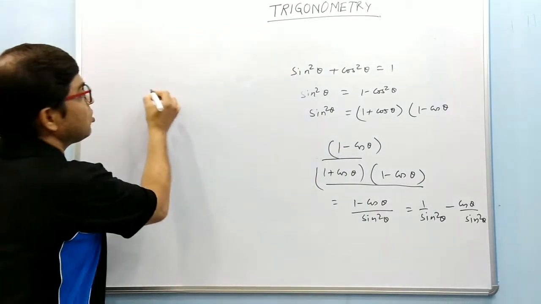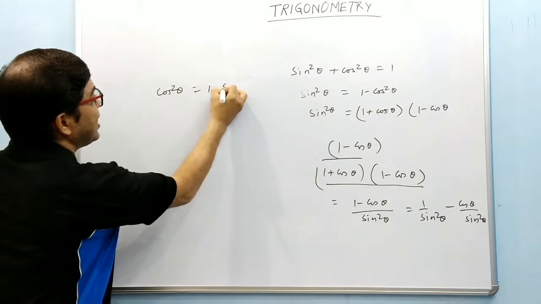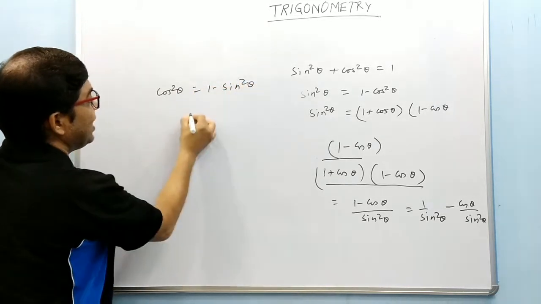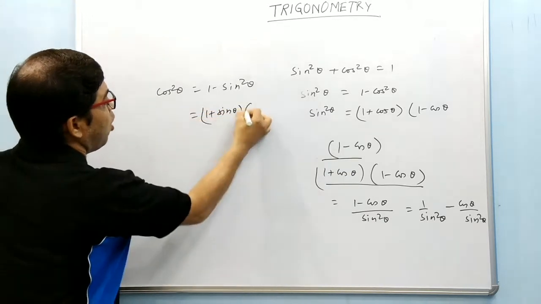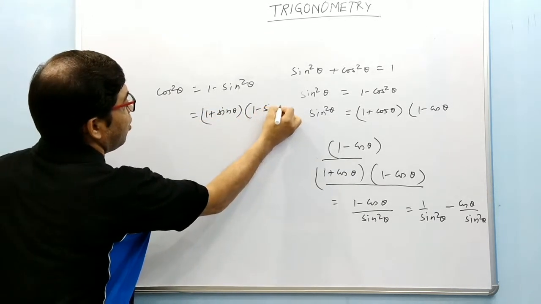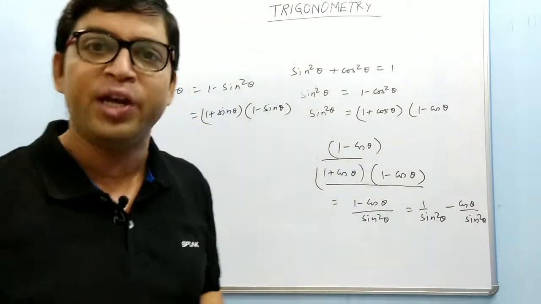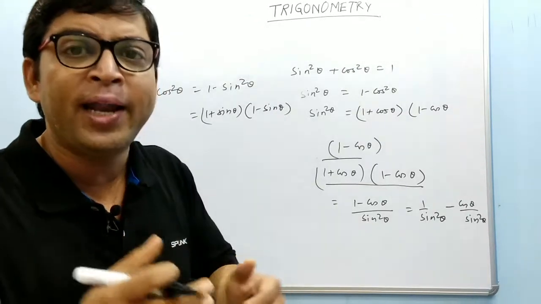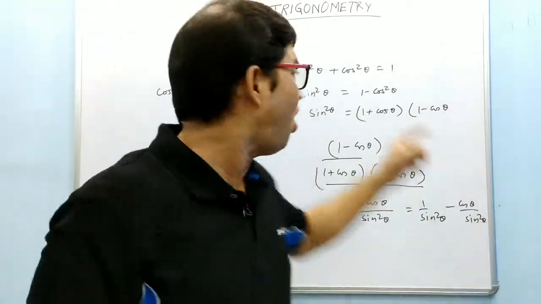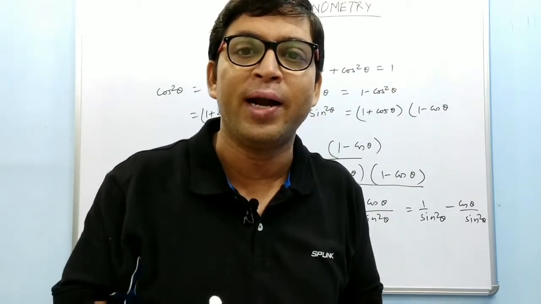Further, we can just write cos square theta is equal to 1 minus sine square theta, which can also be written as 1 plus sine theta into 1 minus sine theta. What I am doing here, you know, that is a square minus b square, so a plus b into a minus b. So many manipulations we are seeing of the simple formula sine square theta plus cos square theta equal to 1.